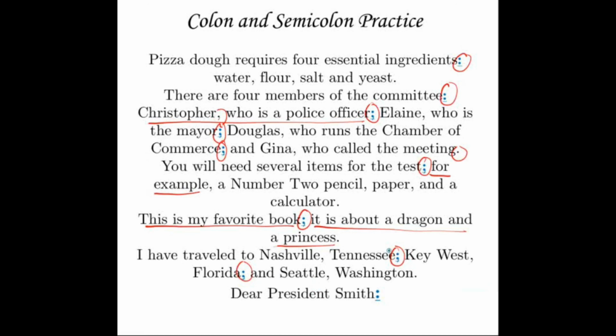And finally, Dear President Smith. Chances are, if you're writing a letter to President anybody, it is a formal and at least somewhat businesslike letter, so you would end your salutation with a colon.